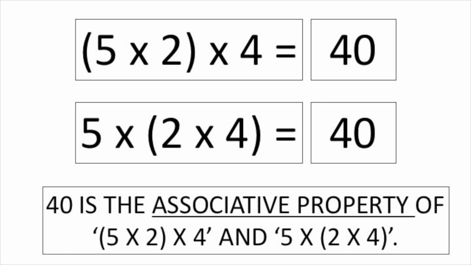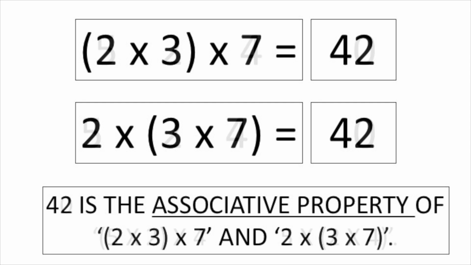So we can say 40 is the associative property of 5 times 2 times 4 and 5 times 2 times 4. Well done, guys. Now let's look at another example, and this time you can give me the answers. So what's the first sum? 2 times 3 times 7.